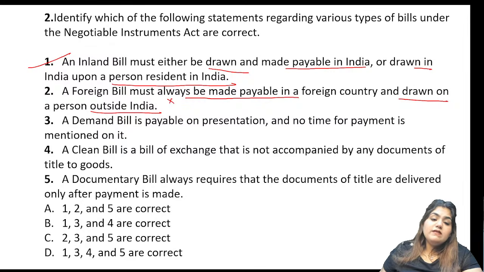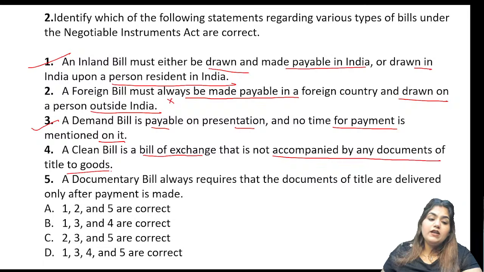The demand bill is payable on presentation and no time for payment is mentioned in it. Yes, on demand you can get the payment. A clean bill is a bill of exchange that is not accompanied by any document of title of goods. Yes, a clean bill is not accompanied with any title of goods. Documentary bill always requires that the documents of title are delivered only after payment is made.